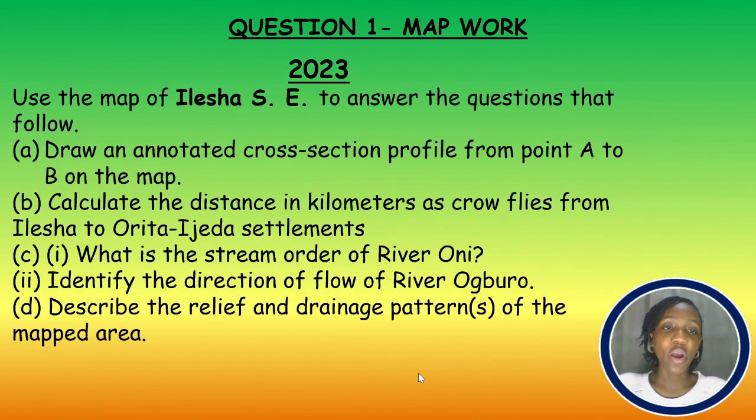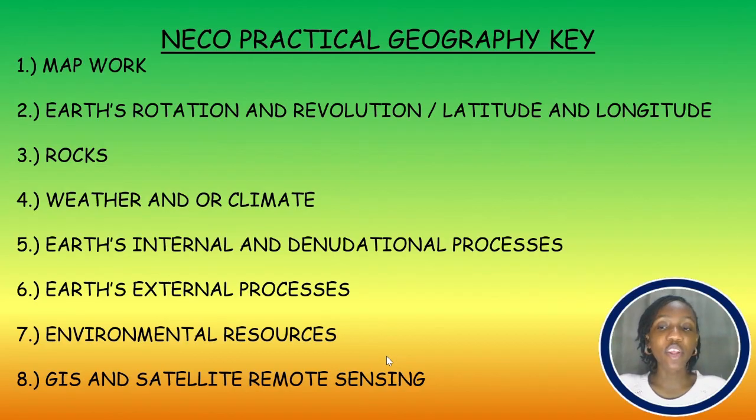So for this question, we're asked to draw an annotated cross profile. And if by any chance you need to practice cross profile, you can watch the 2021 WASSCE video correction as it was properly explained since a similar question was asked. But the video correction on 2023 for NECO will be released soon. So in both 2021 and 2023, we are both asked to describe the drainage and relief of the mapped area as I mentioned before. And now this is the summary of everything we have discussed, the secret to NECO geography.